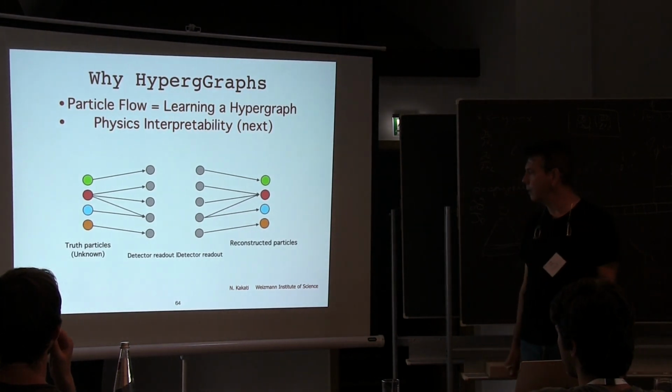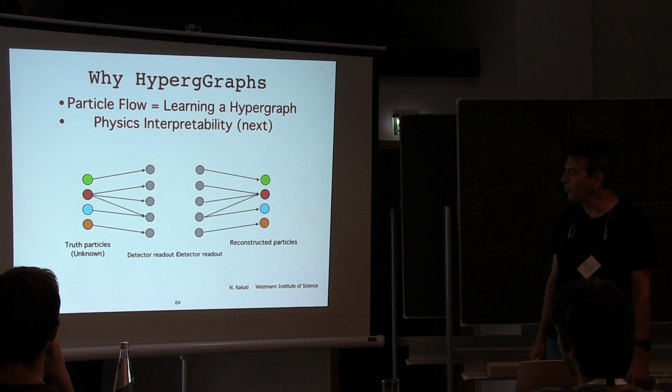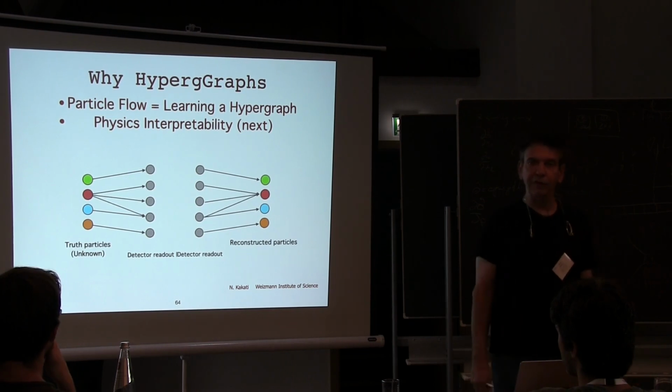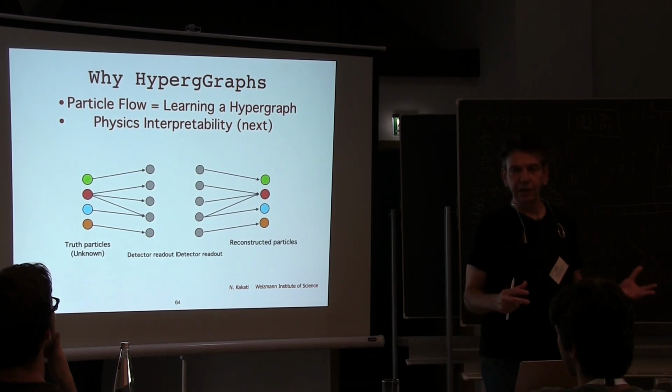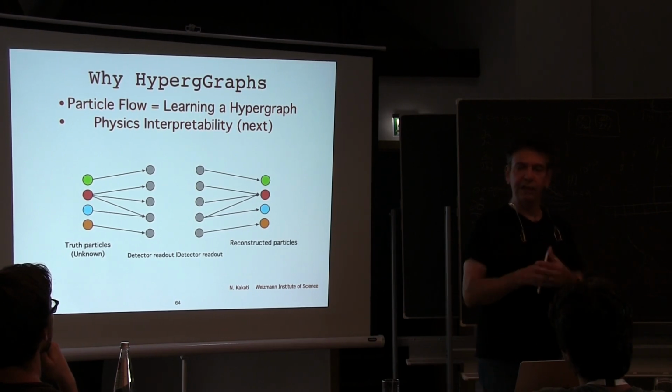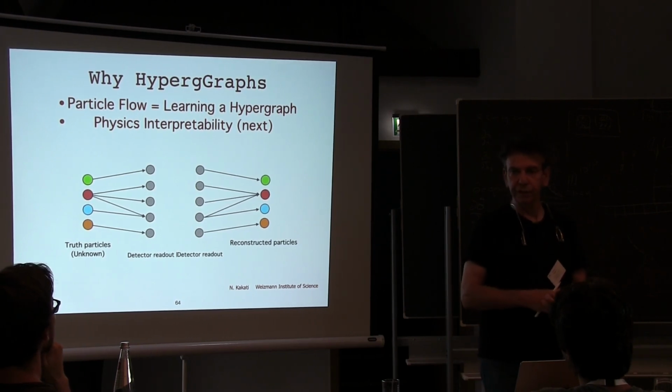So I have an input graph from which I have to learn the output graph. So I have an incidence matrix, and I want to predict an incidence matrix like the one that I have in the input. I want to predict it.